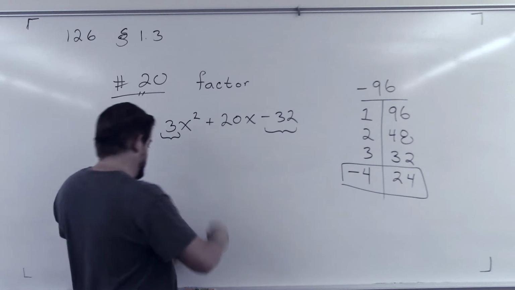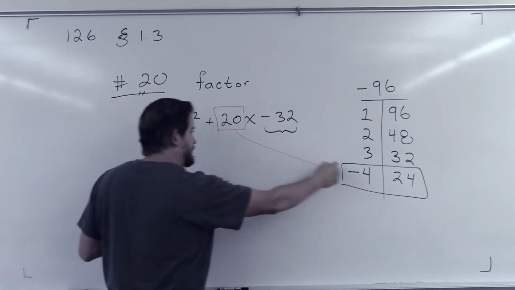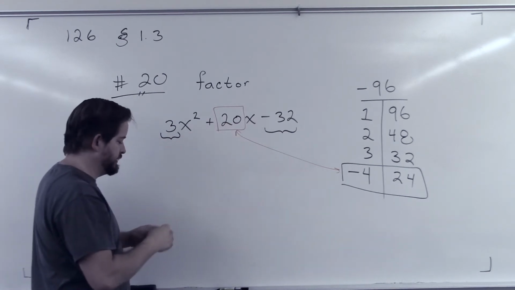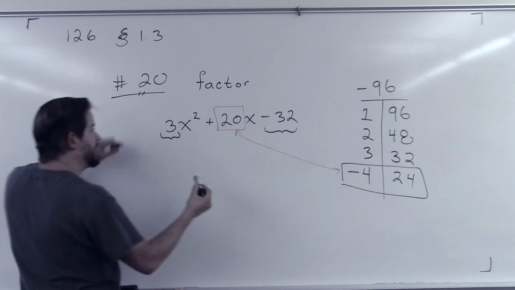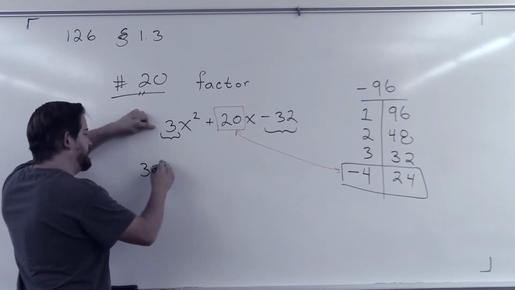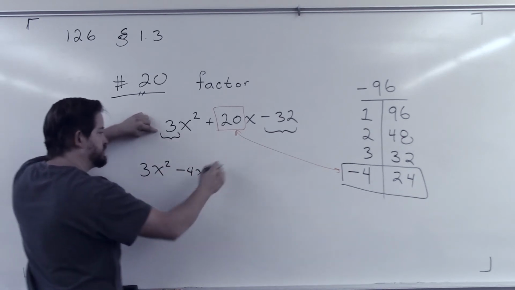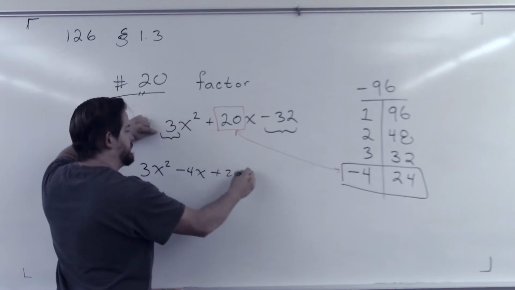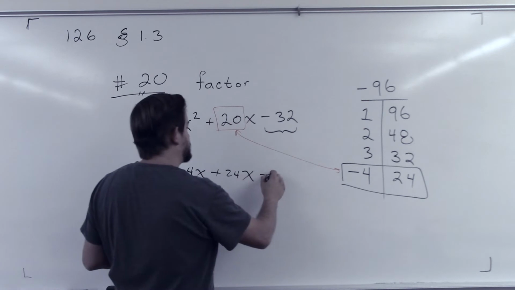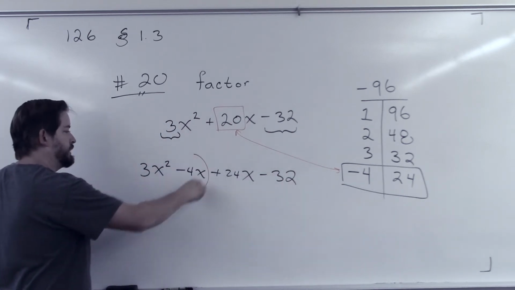And what I'm going to do is replace this number right here, because these two numbers add up to be that number. I'm going to replace this term with terms with those coefficients. So that is to say, I'm going to change this to be 3x squared, and instead of plus 20x, I'm going to write it as minus 4x and plus 24x. Right? I'm going to break it up strategically this way, minus my 32. And the reason that I did that is now I can factor this by grouping.